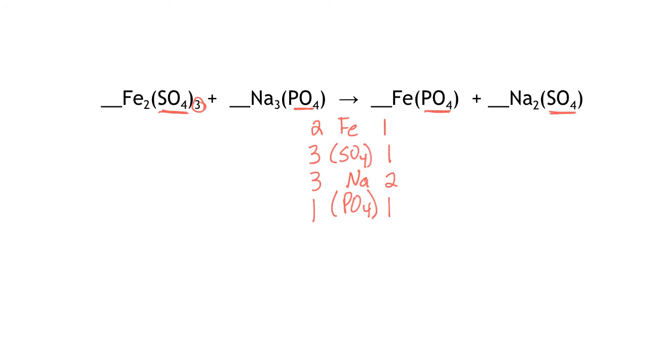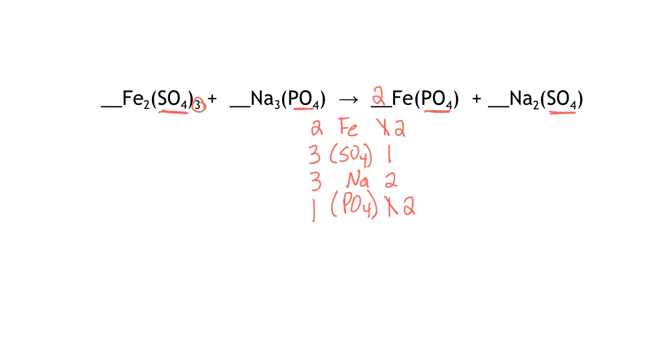So now I'm ready to start balancing. I've got 2 iron atoms, Fe, on the reactant side. In order to get 2 on the product side, I'm going to use a 2 in front of it. Now I'm going to update my totals. That gives me 2 iron. And now I'm going to update my total for PO4, and that gives me 2 of those. I'm balanced for iron, so I'm going to move on to the SO4.